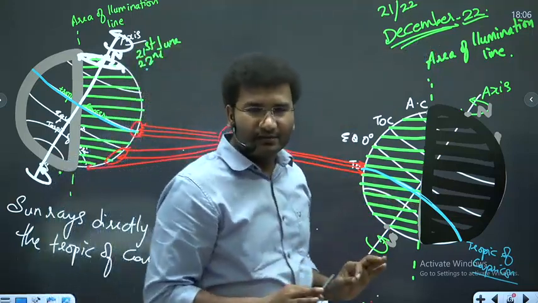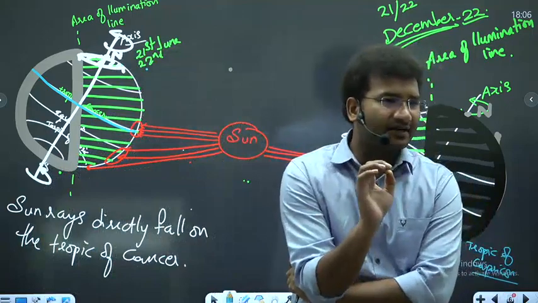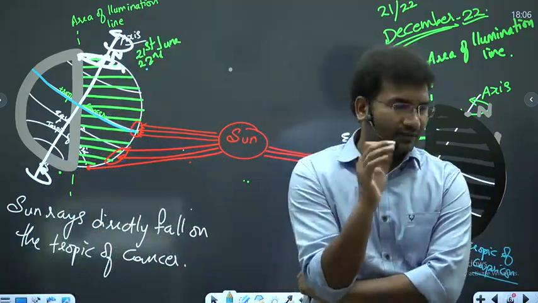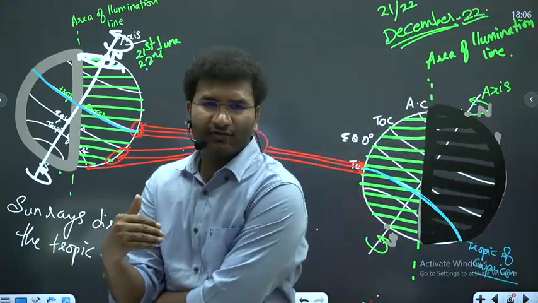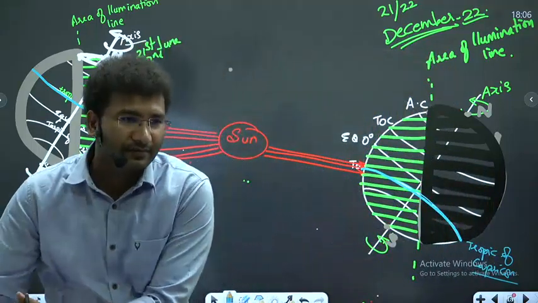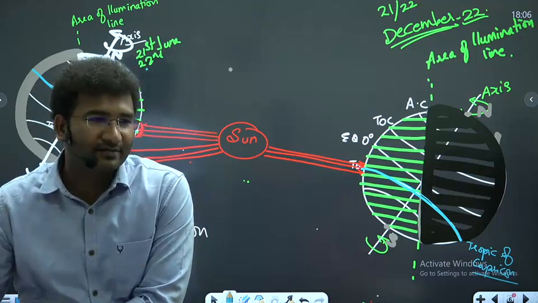If I give a statement saying that the direct sun rays which fall on the Earth can be seen between Tropic of Cancer and Tropic of Capricorn only. Is the statement right? Let me repeat it.